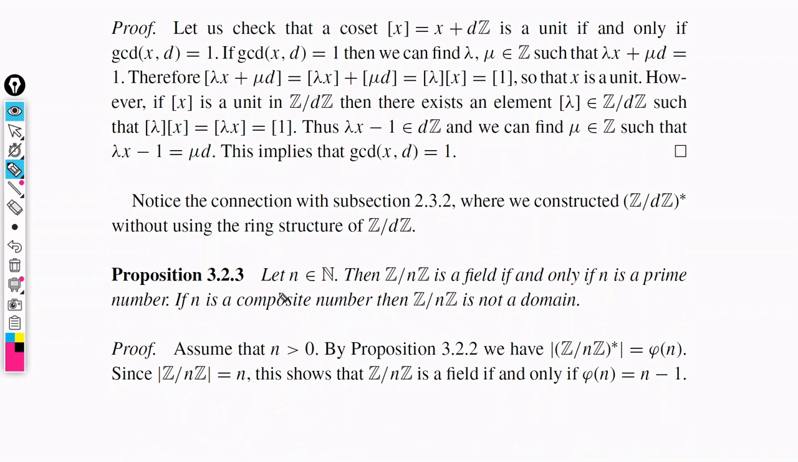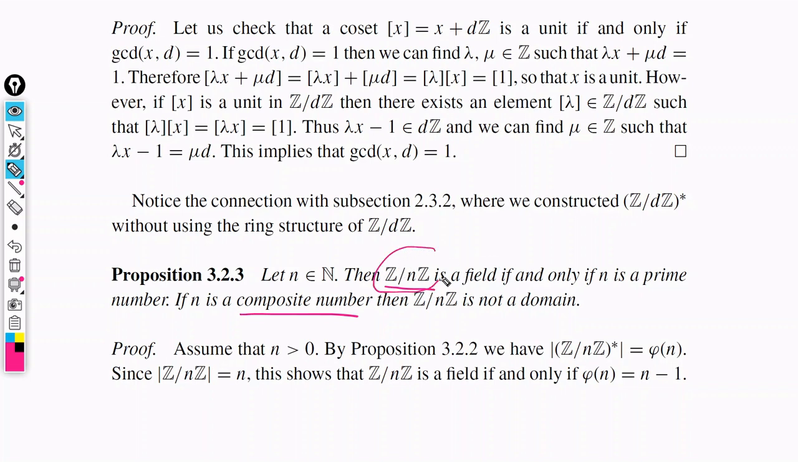Okay, next result. Let n belong to N, then Z by NZ is a quotient ring. The quotient ring is a field if and only if n is a prime. Also, we have to show that if n is a composite number, then the quotient ring Z by NZ is not a domain. That means we have to show that this ring contains zero divisors. First we have to show that this is a field. So field means every non-zero element has an inverse. That means every non-zero element is a unit.